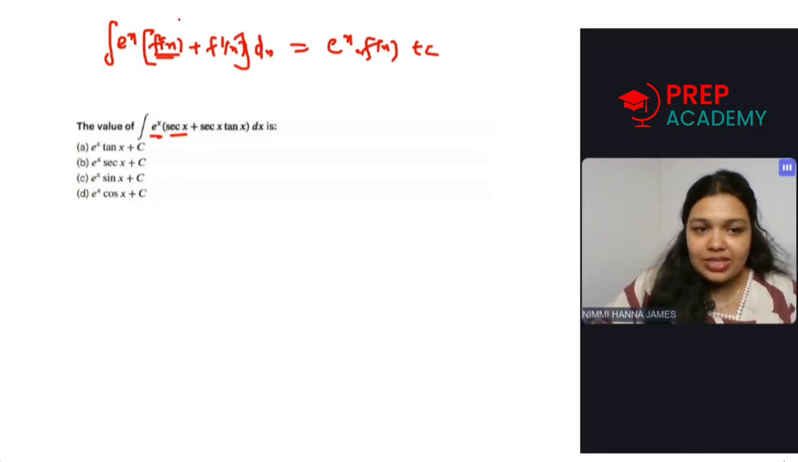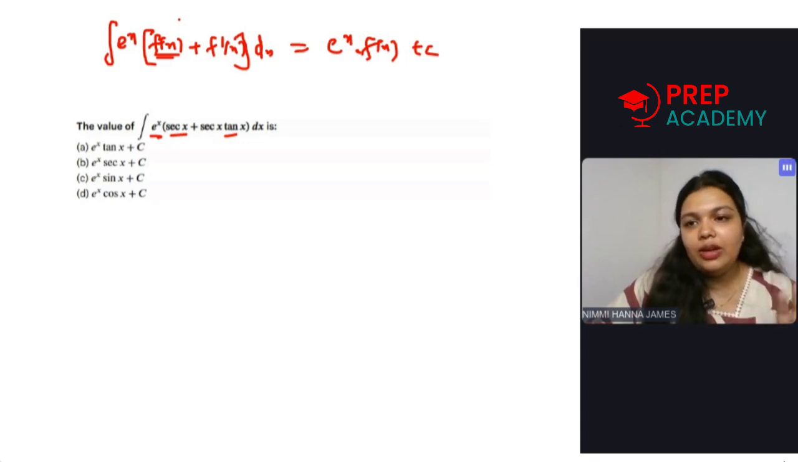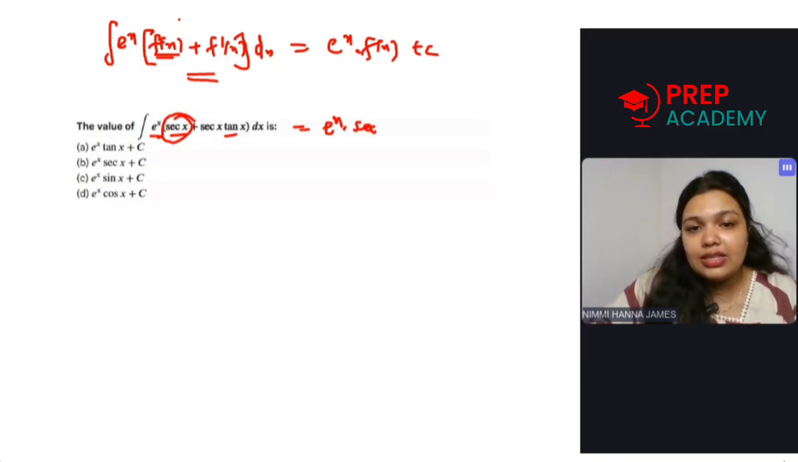E raised to x is there, sec x is there. So sec x tan x is the differential. So this is of this type: e raised to x into f of x plus f dash of x. So we don't have to do any other complex parts. We got the answer: e raised to x into sec x plus sec x tan x is of this type. So the answer for this is e raised to x into f of x, here f of x is sec x, plus c. Is that an option? Yeah. Option B is the correct answer.